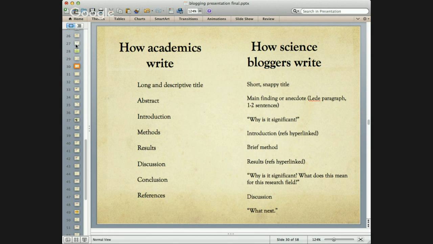So it's a very different structure, as you can see, to the academic paper. Another thing to note is references. Obviously, in an academic paper, those are all at the end, perhaps footnoted, or throughout the paper. Preferably in science blogging, hyperlinking references is, I think, the best way to do it. I'll talk a bit more about that in the nuts and bolts part of the webinar.